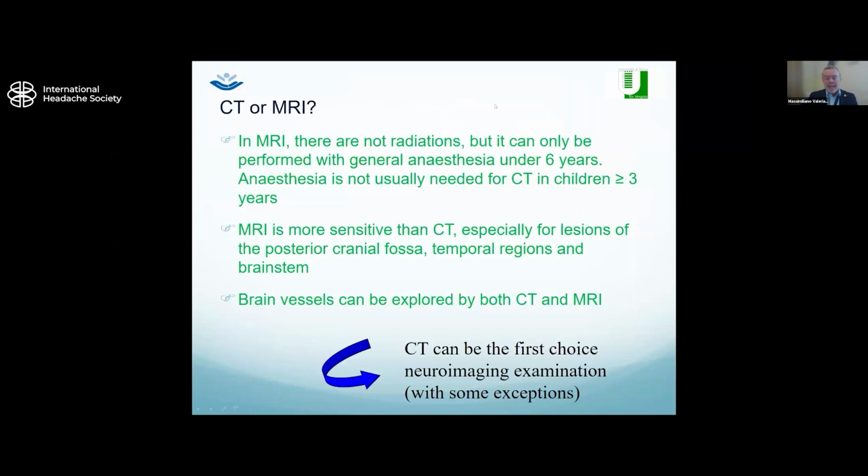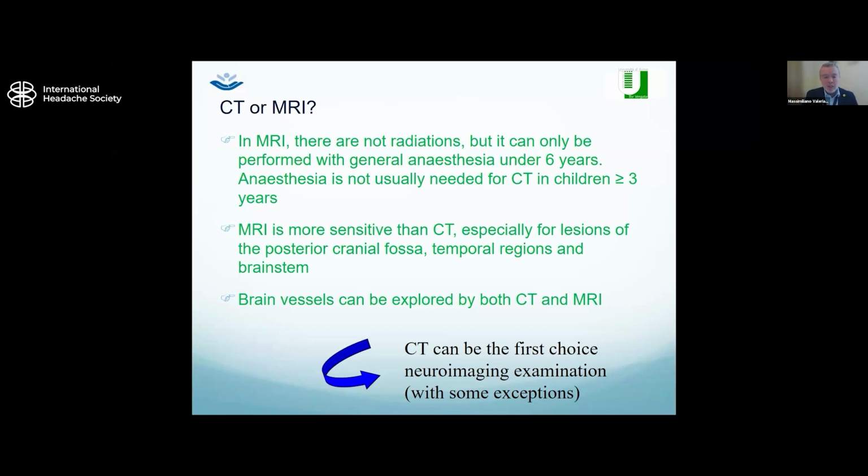So, finally, we arrive at the case of a child in which I can recognize one or more red flags, and I need to ask for a neuroimaging examination. What to choose, CT scan or brain MRI? So the first response should be MRI, because MRI is a more sensitive examination as compared to CT scan. And mostly MRI does not have radiations.